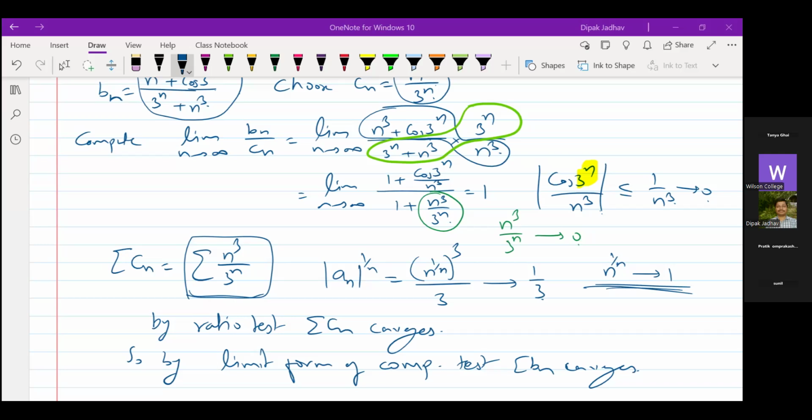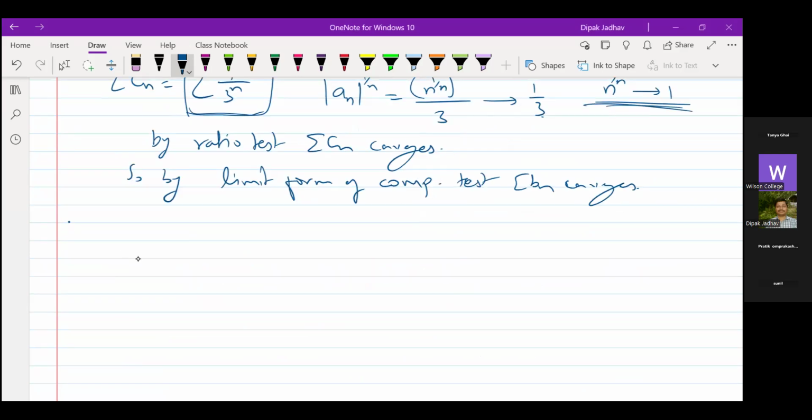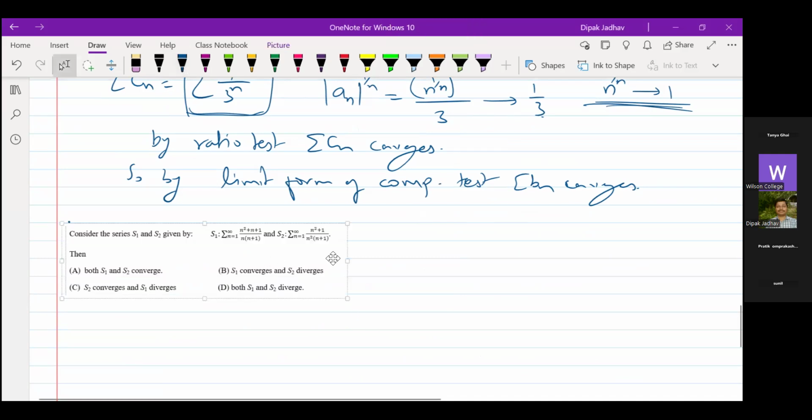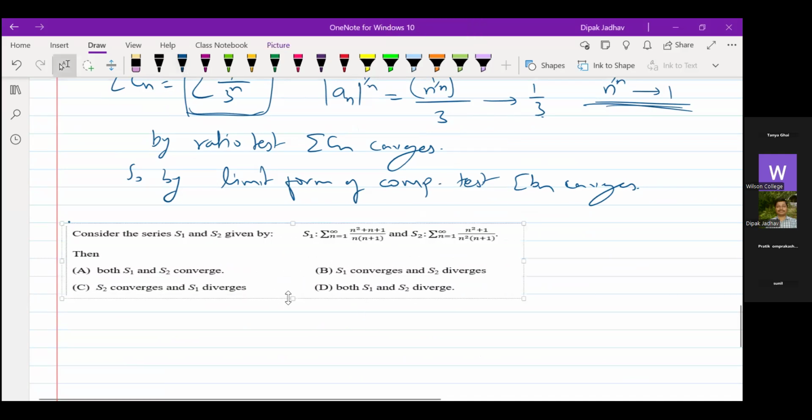Quickly, can you tell me this next question? Visible to all of you?